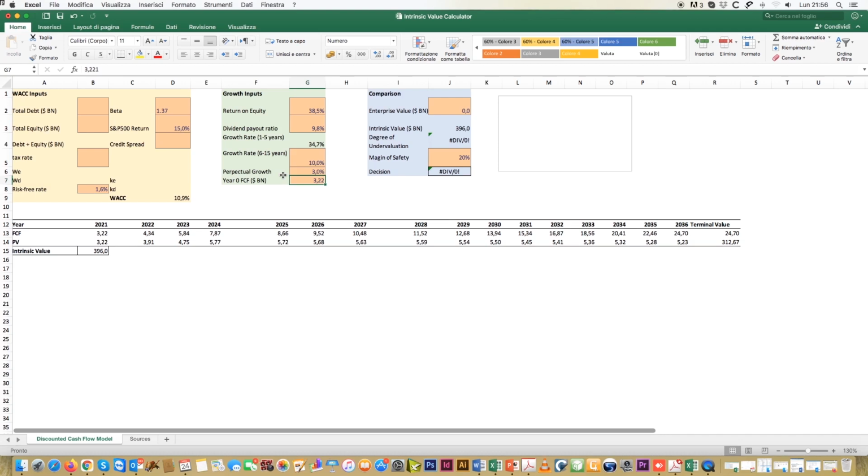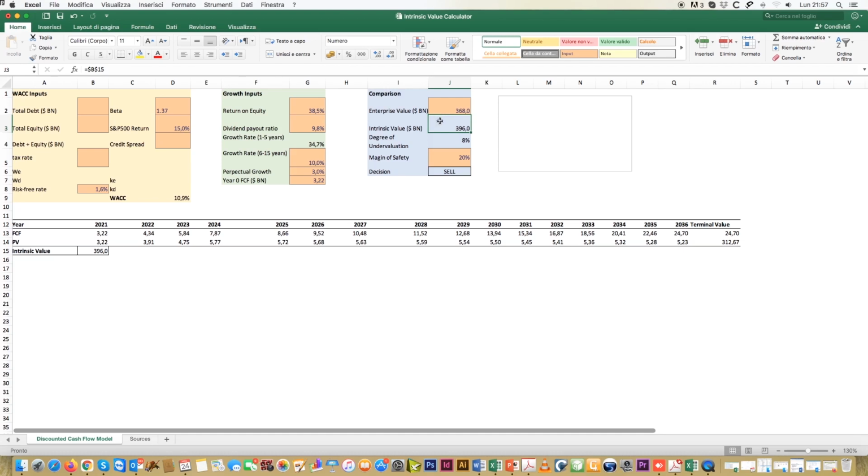The free cash flow is correct. It is $3.22 billion at the moment. So let's put the enterprise value. It's 367 billion.95.